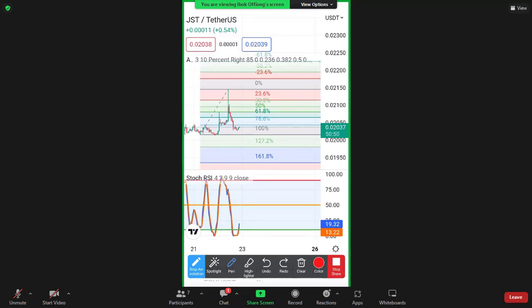Now you could see this is a coin called JST. The 100 is at the bottom and the 0 is at the top. Once you see a coin like this, whether in a 1 hour chart, 4 hour chart, or 1 day, it is an uptrend. That is to tell you that the coin is going up.